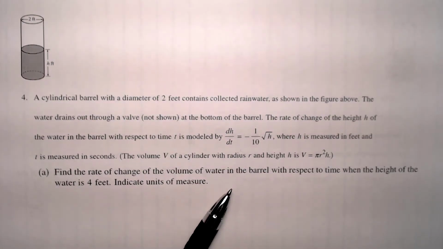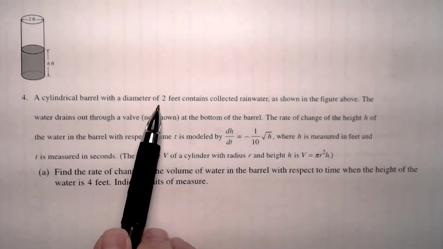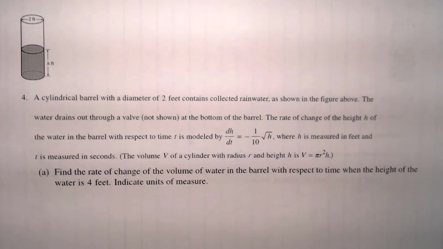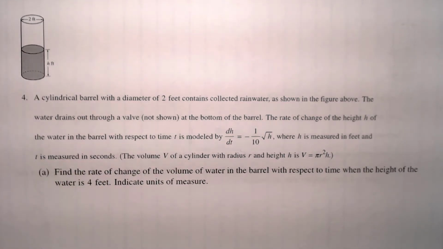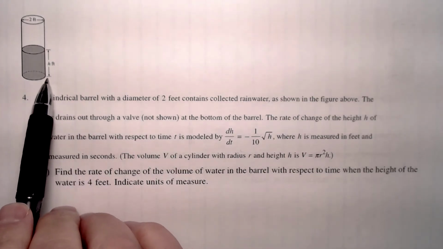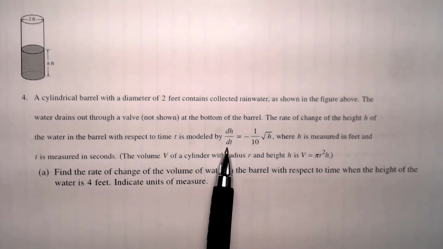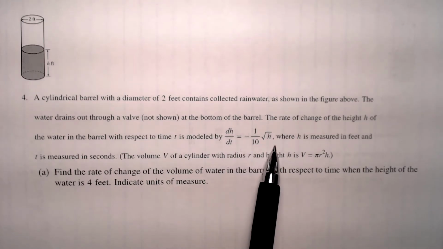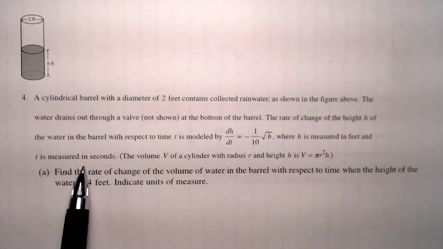In this question we are given a cylindrical barrel with a diameter of 2 feet, which means that the radius is 1 foot, and it contains water, rainwater, and the water is draining through a valve not shown here, somewhere at the bottom of the barrel. And the rate of change of height is given by the function dh over dt is equal to this expression. h is measured in feet and t is in seconds.